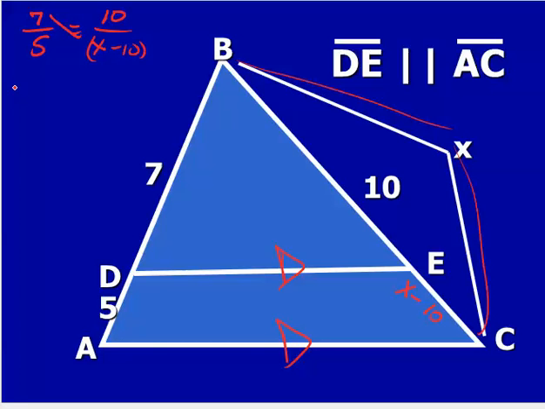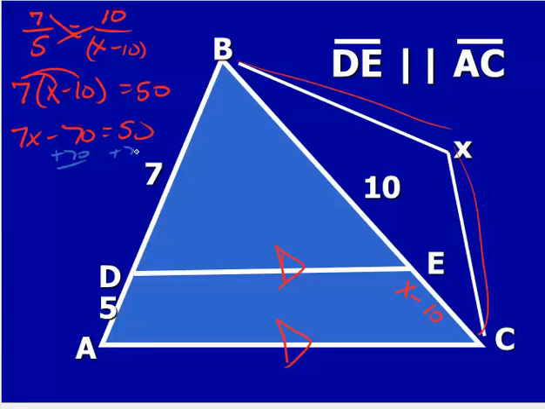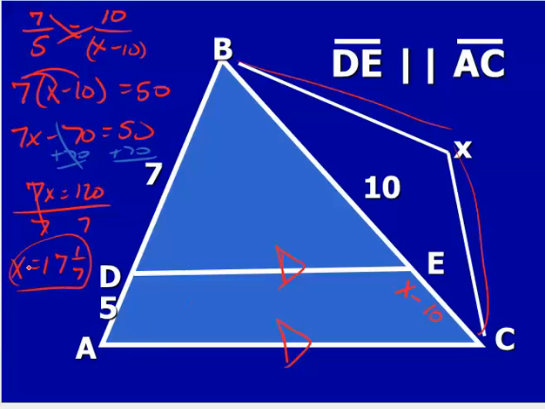Because when we cross multiply, we need to distribute the 7 through the x minus 10. 5 times 10 is 50. So distributing, we get 7x minus 70 equals 50. If we add the 70 to both sides, we get 7x equals 120. Divided by 7, x is 17 and 1/7. And it's okay to get fractions.